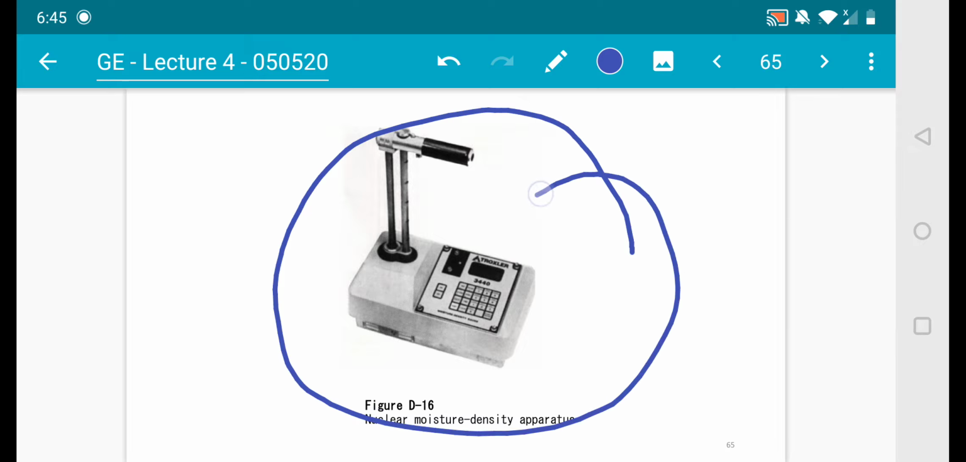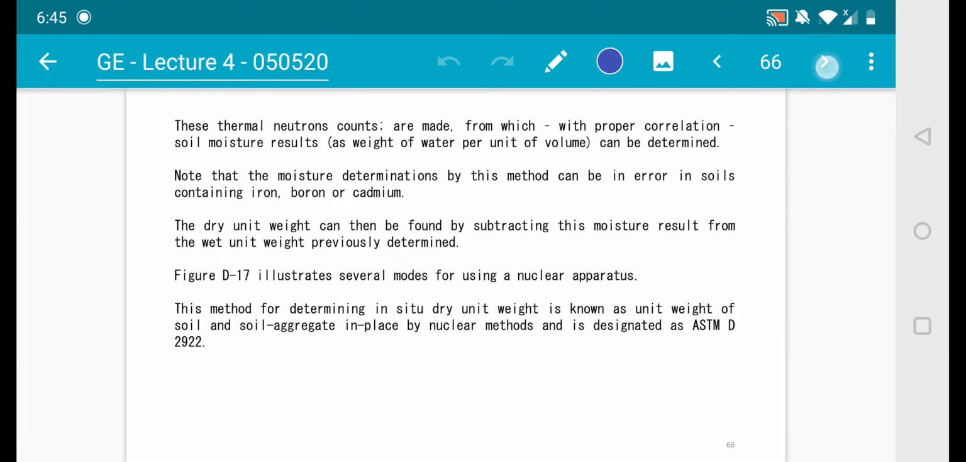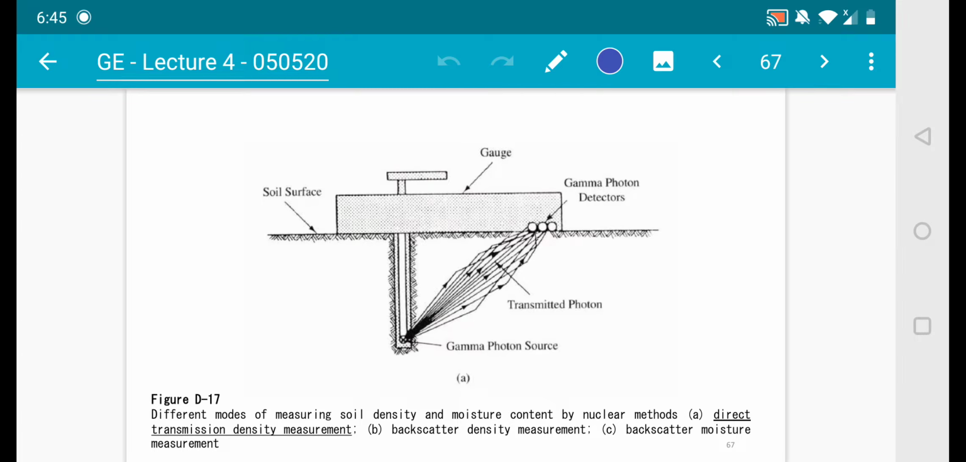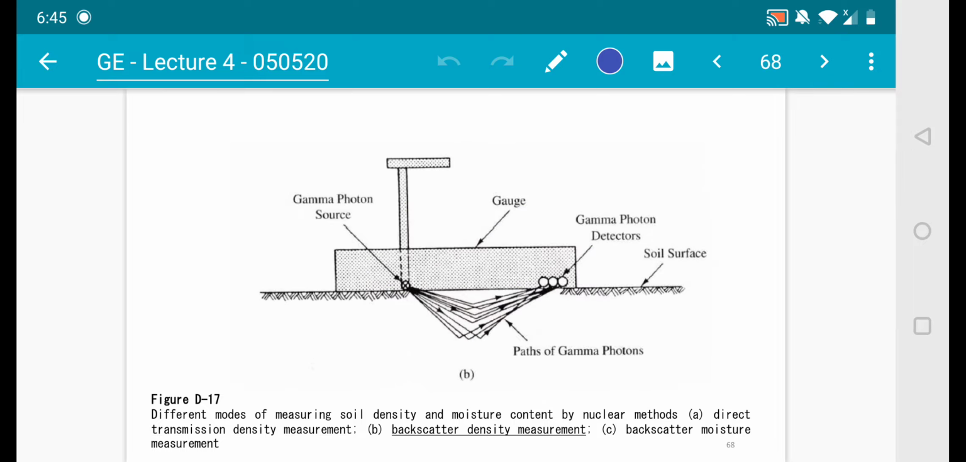So this is a nuclear moisture density apparatus. Very simple. You go to a site, put it on a surface, and it emits some gamma, and whatever comes in will be determined by the value here. So you get unit weight from here. This is a schematic diagram of how it works. This is the soil surface apparatus, and this is some rod going down here, and the emission of rays. And whatever is detected is given by this value over here. So you can easily get your unit weight measurement. Pretty simple.